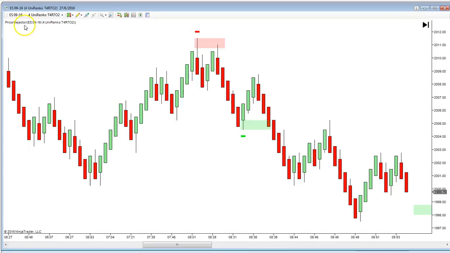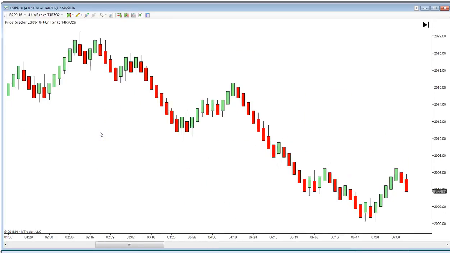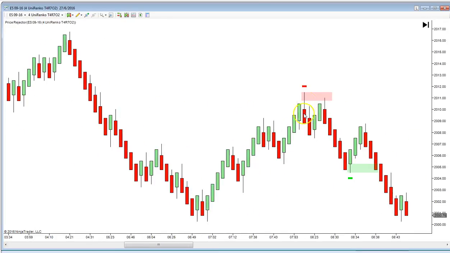Okay, so this next chart is a Uni Renko Emini chart, and this is the price rejector. Going back, 2 in the morning, nothing. First signal here at just before 8 o'clock, a sell signal. We sell off from the 9 or 10 level down to 05, 06. You get a buy signal. It starts to go up.